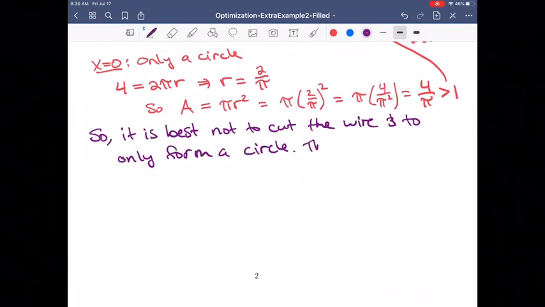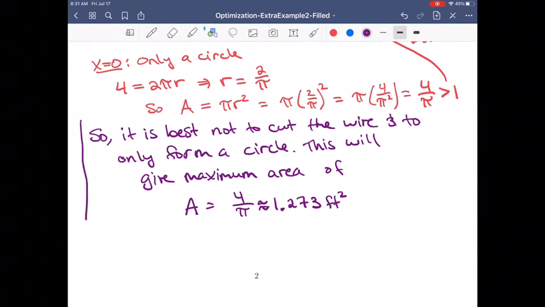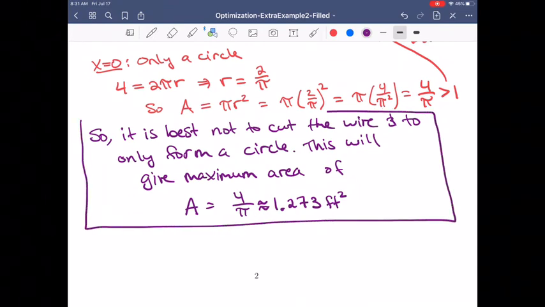So this will give a maximum area of A equals 4 over pi, which is approximately 1.273. And the units are feet, so feet squared. So this would be our final answer here.